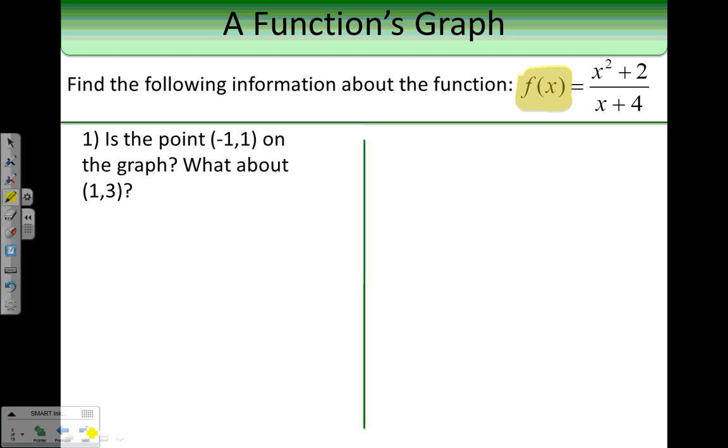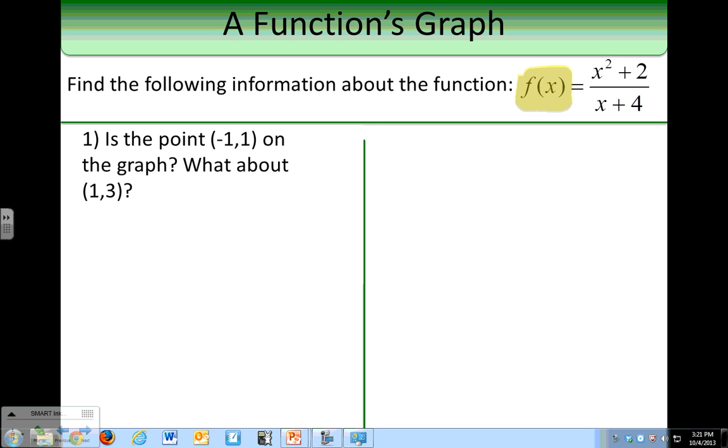We know this represents a function because it has the function notation, so we don't have to figure that out. It gives us function notation, so we know we're dealing with a function. We want to figure out, is the point (-1, 1) on the graph? And what about the point (1, 3)?